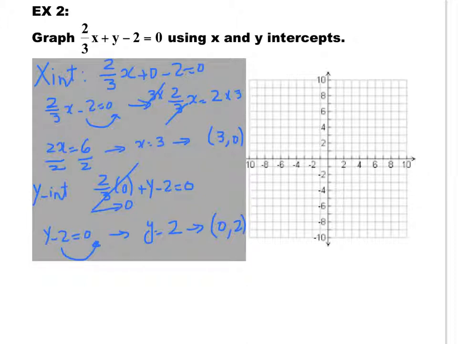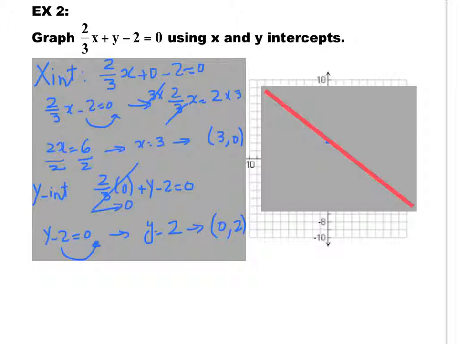Now the first point is the x-intercept, which is (3, 0). (3, 0) is going to be a point which is right here. The next point is (0, 2), which is going to be a point right here. Now I'm going to use a ruler, and I'm going to draw a line going through these 2 points. As you can see, I have drawn a red line going through the 2 points, x-intercept and y-intercept, and what you see is the line represented by the equation 2/3 x plus y minus 2 is equal to 0.